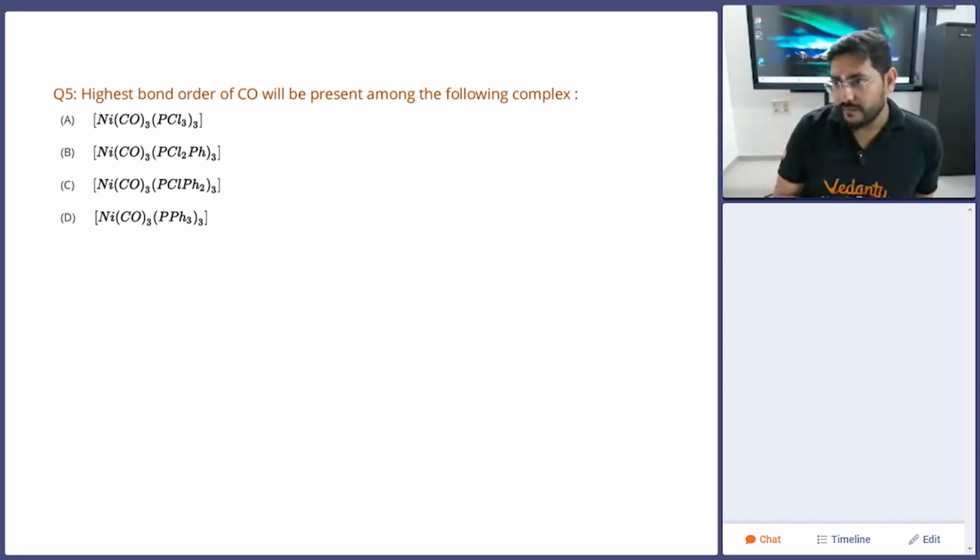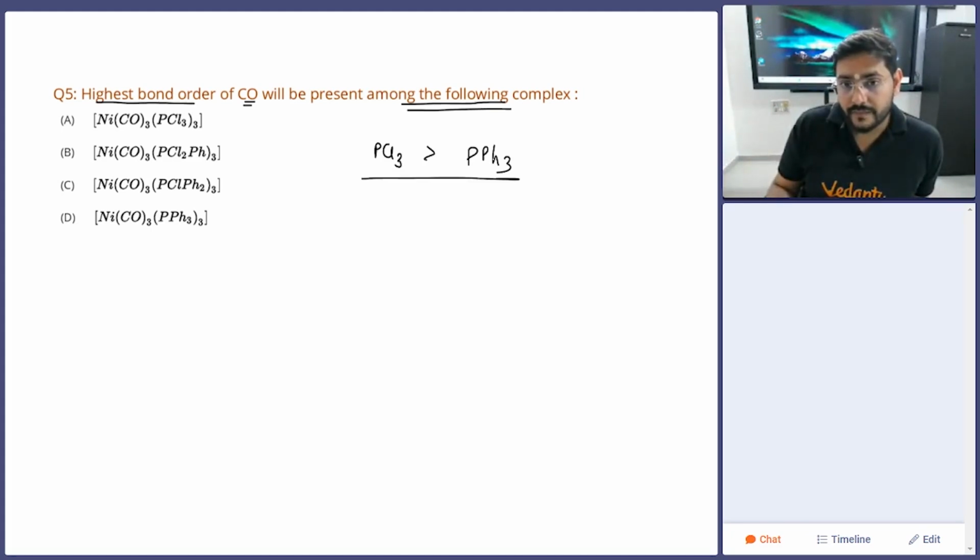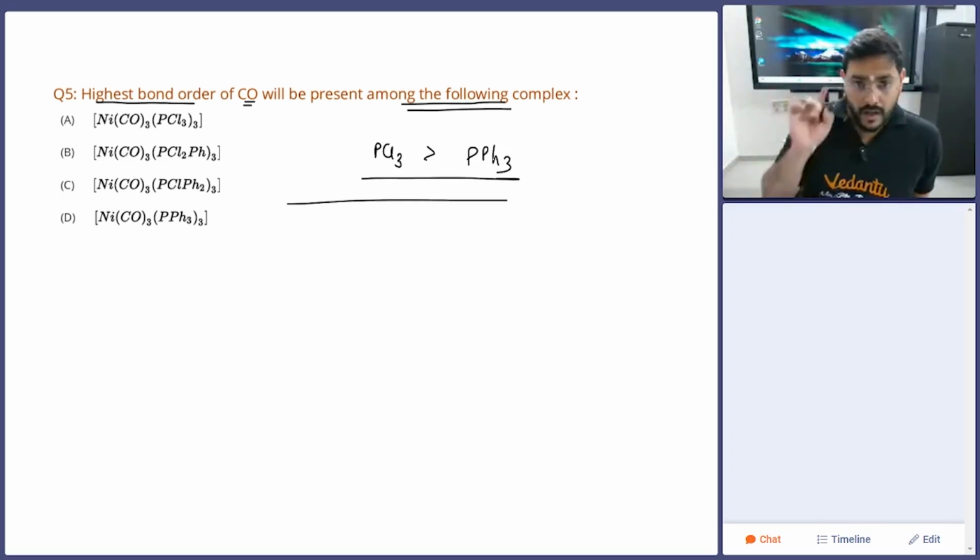This is a very interesting question and a little bit conceptual question also. Here the highest bond order of carbon monoxide will be present among the following complexes. So listen to it very carefully. First of all, you have to know that PCl3 is more pi star accepting, more electron density accepting than, come on everyone, PPh3. Yes everyone, is this point clear? First of all, this point should be clear in your mind, then only you will be able to answer. So here PCl3 will accept more electron density from the metal.